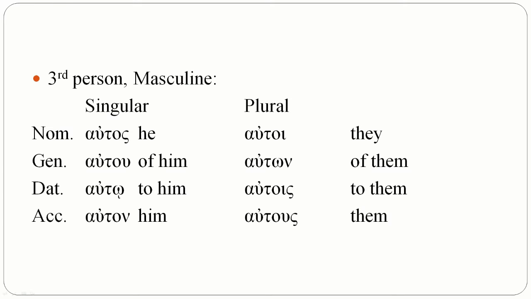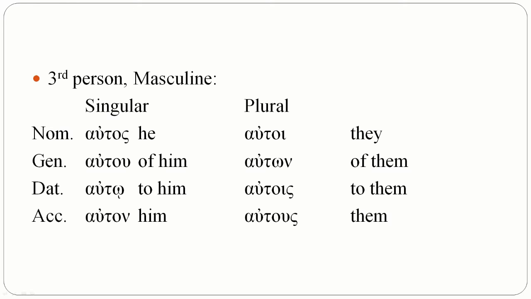The first and second person do not have gender. Those forms apply to all genders. But the third person now has gender. He, she, or it. And so have a look at these. But fortunately, the forms are pretty simple. They're pretty much the second and first declension forms that we already went over. So autos, he, autou, of him, auto, to him, and auton, him.